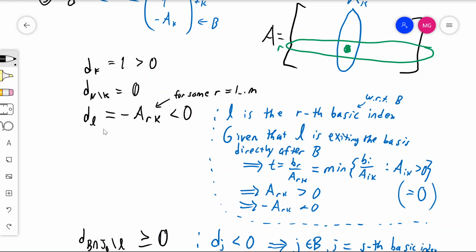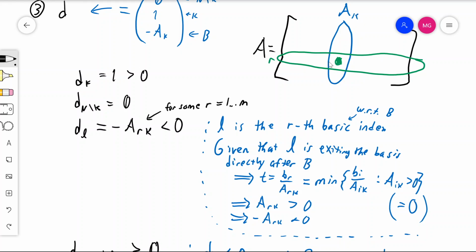So for DL, it's going to be minus ARK, for some R from 1 to M. So here's the matrix A, here's the column vector AK, and then I negate that when I put it in the vector D here, so it's a minus, and I'm just going down the entries, and DL is one of those entries. For the rth entry down, that's the one that DL is. So DL is minus ARK for some R, where going down the entries here corresponds to going down the rows of the matrix. So for some row index 1 to M, DL is equal to minus ARK. And we're saying that that's negative, or equivalently that ARK is positive.